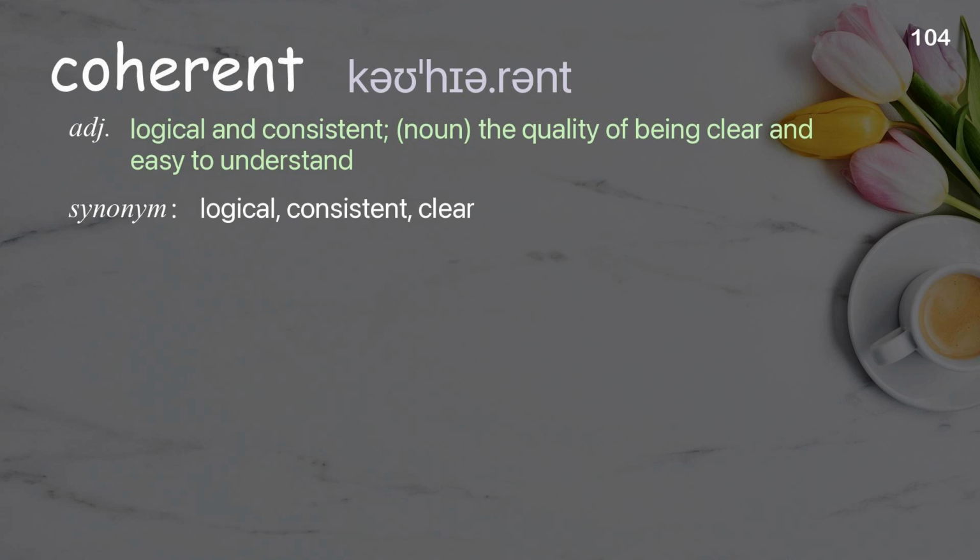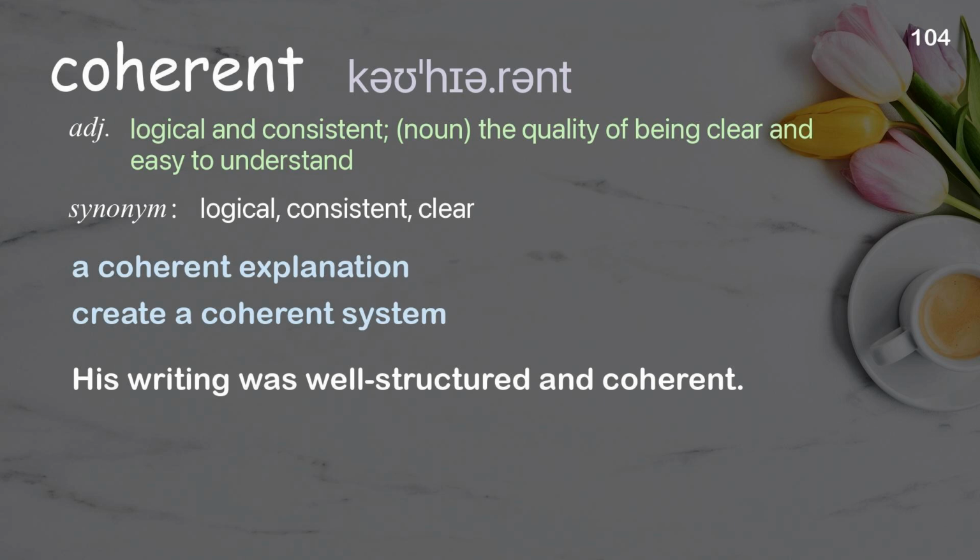Coherent. Logical and consistent, noun, the quality of being clear and easy to understand. Examples. A coherent explanation. Create a coherent system. His writing was well-structured and coherent.